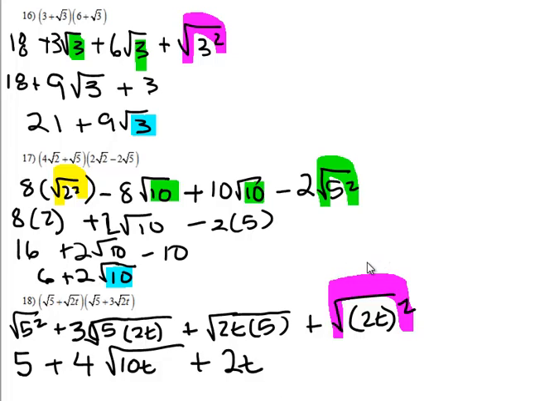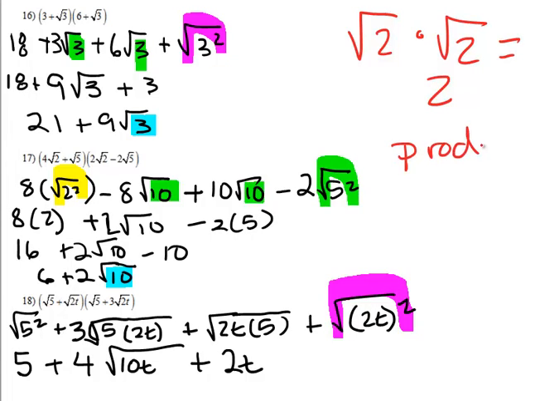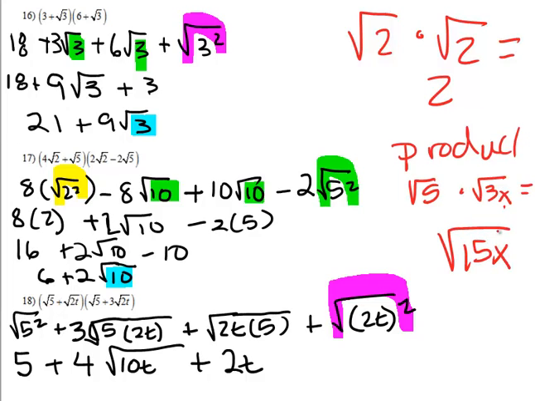So again, this is a pattern that you already know about. You know how to FOIL. It's the same thing. What you're paying attention to is the square roots and the product rule, where the square root of 5 times the square root of 3x equals the square root of 5 times 3x. So those are some key things that you want to think about.